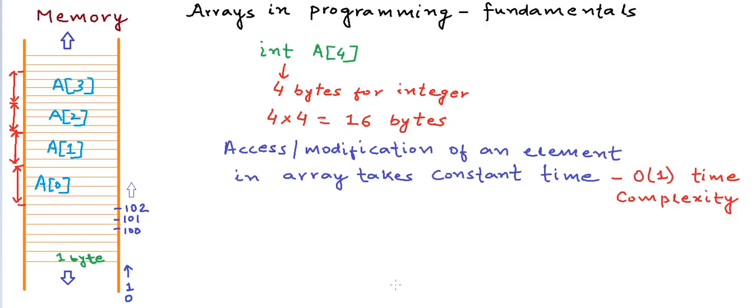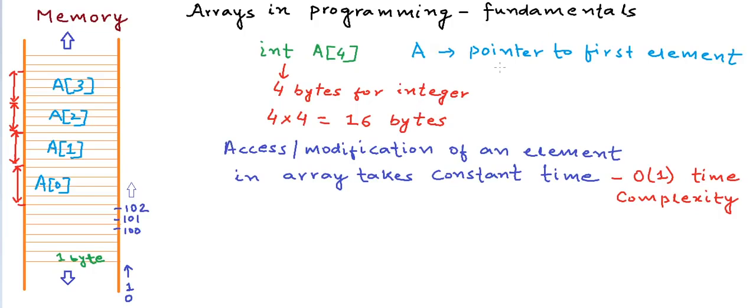Or in other words, we can say that the time complexity for accessing or modifying an element in the array is big O of 1. Now how does this really happen? Let's try to understand. When we declare an array, like for example here we have declared an integer array of size 4, then this variable a is nothing but a pointer to the first element in the array.